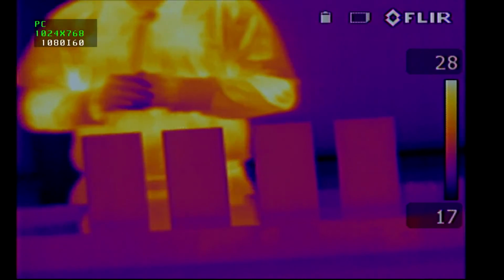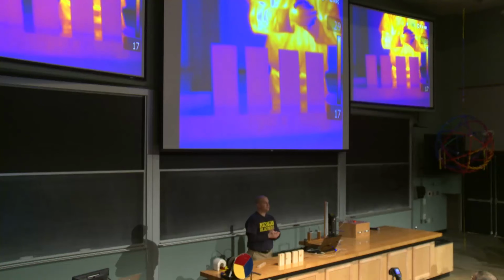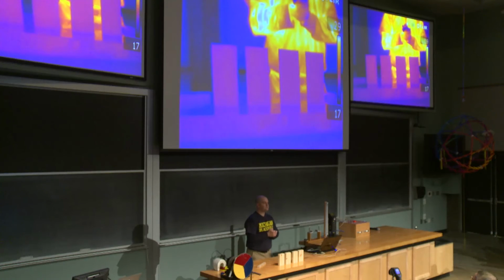Awesome. So this is an infrared camera. You can see I'm glowing because it's infrared. You all glow in infrared too, so it's not just a problem that I have.